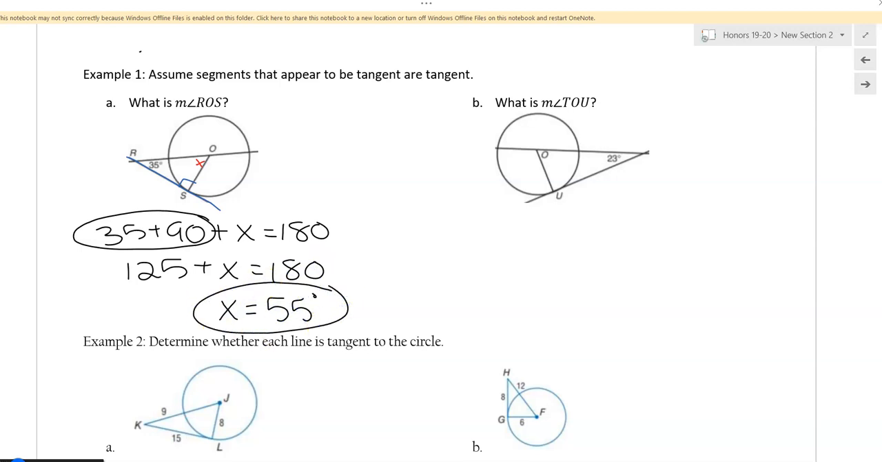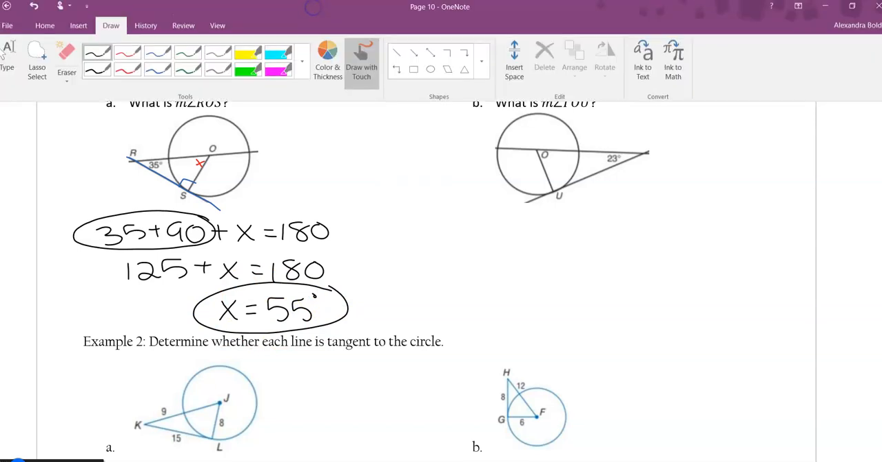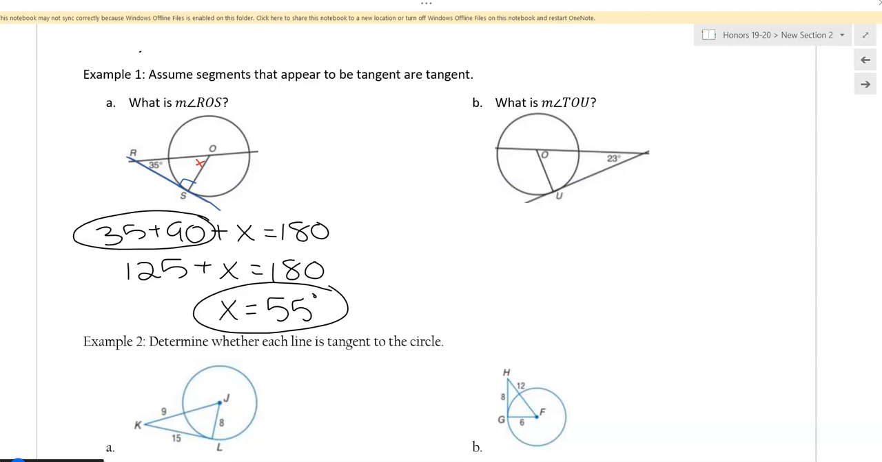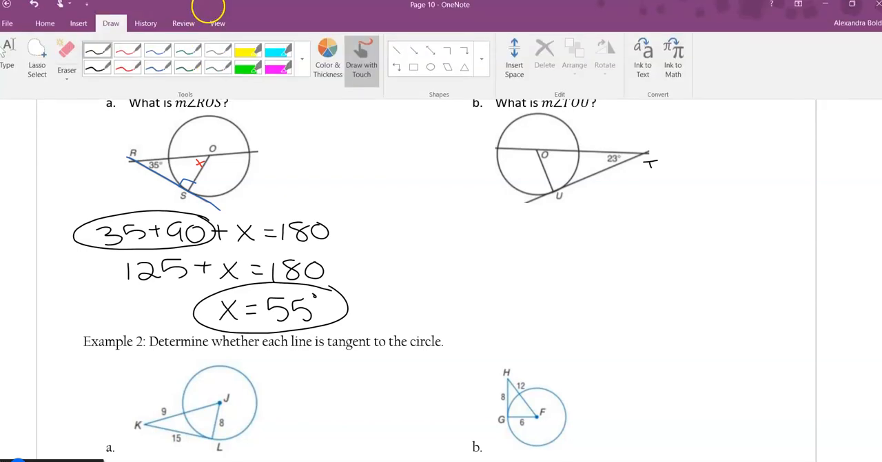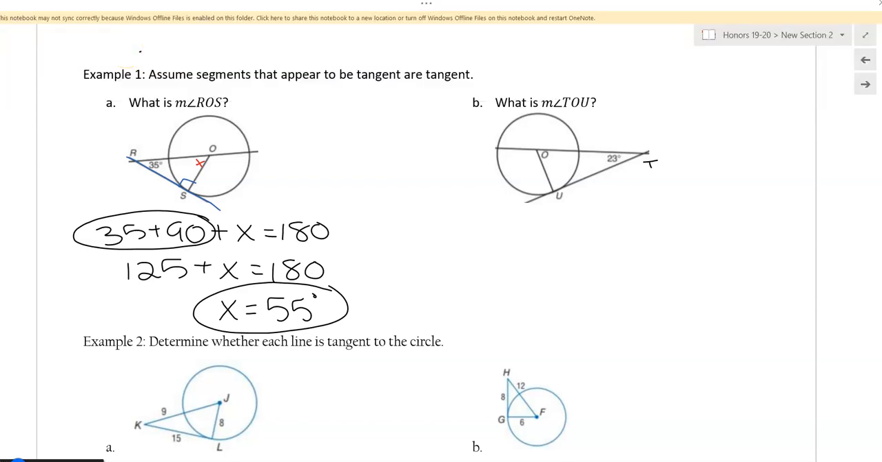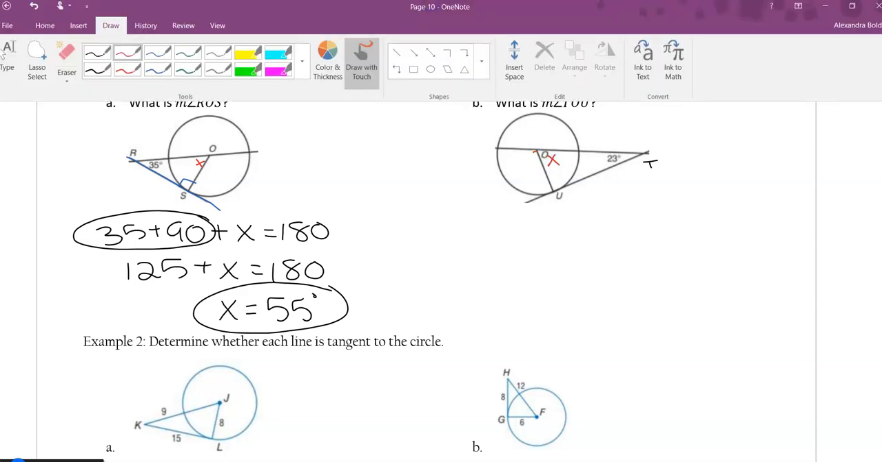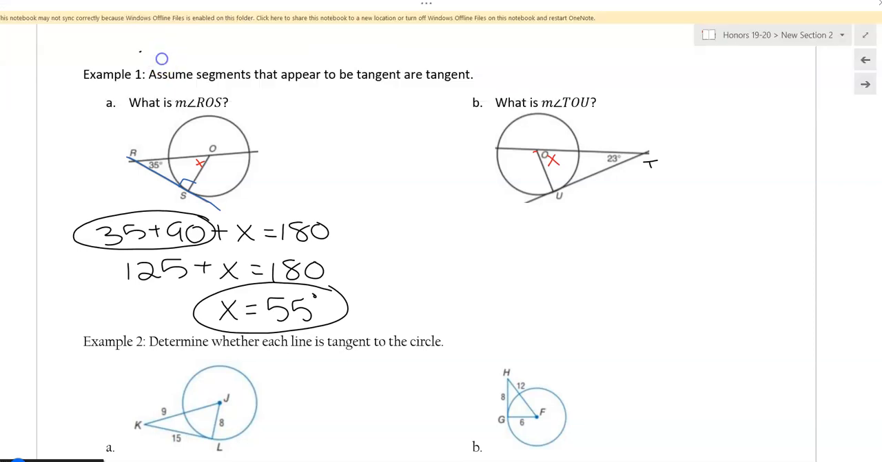All right. Same thing here, except it looks like our T got cut off. We're gonna put T here. What is the measure of angle TOU? Well, same thing. We're solving for x. Angle T to O to U is this angle here. O is in the middle. And again, this looks like a tangent line, so we're going to say it is, because that's what this means. And since that's a tangent line, that's a right angle.